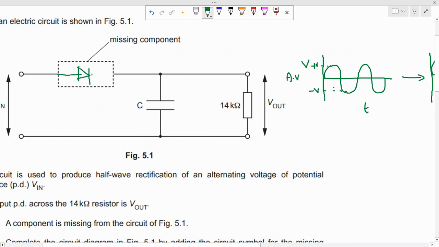So the diode will not allow the negative half cycle. How will it not allow the negative half cycle? It will act like a reverse bias. For the positive half cycle, it will act like a forward bias. The positive half cycle only will be allowed. Look at this. This is the positive half cycle. And then another one will be the negative half cycle. Yeah, this is the negative half cycle. The negative half cycle will not be allowed. Only the positive half cycle will be allowed by the diode.